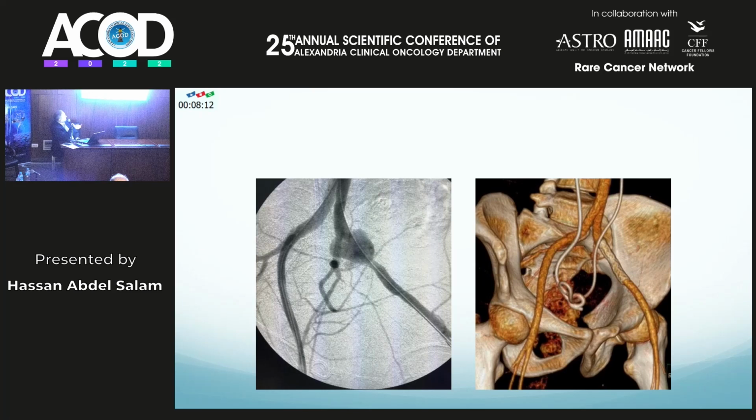This is the reconstructed CT, which he had a few days later on. You can see our covered stent. No contrast is extravasating. These are the double J catheters because of his previous surgery. And that's it.